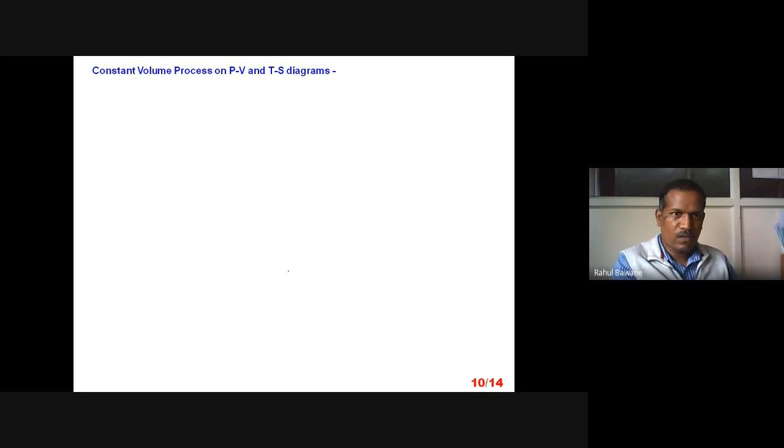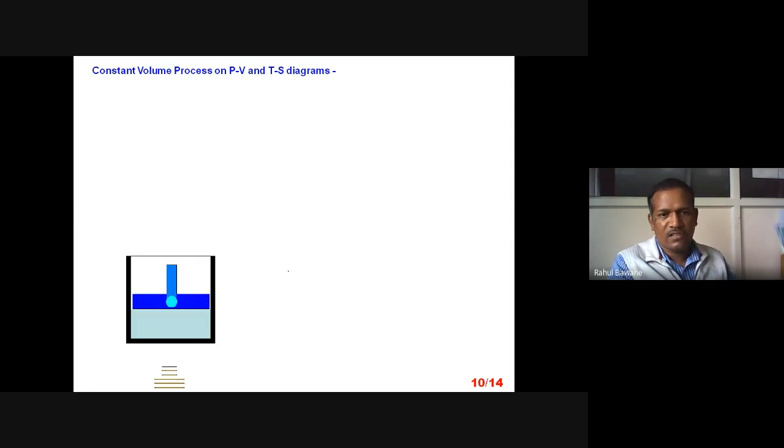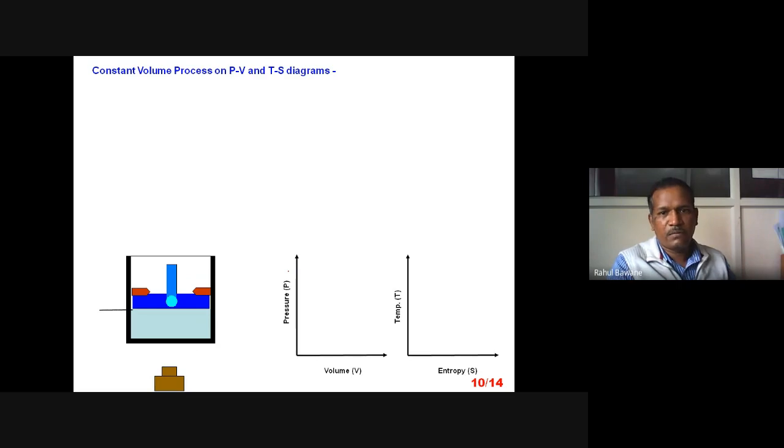So remember, gamma is a ratio of specific heat at constant pressure to constant volume. Now the 10th slide, constant volume process, on PV and TS diagram. We already know this animation, as it has been shown many times. So what happened when we kept volume constant? The stopper is there, so volume is the same.